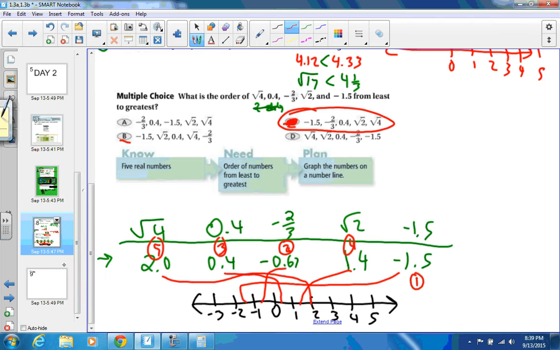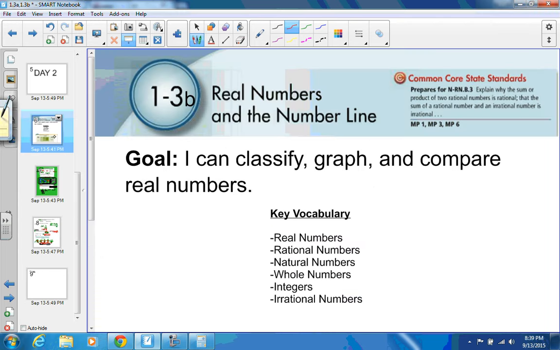All right, so just to jump back, our goal is to classify, graph, and compare real numbers. So we classified them by putting them into real numbers. We did rational numbers, natural numbers, whole numbers, integers, and irrational numbers. We graphed them on a number line, and we compared them by making them decimals and putting them on a number line. We also used some of those inequality symbols.